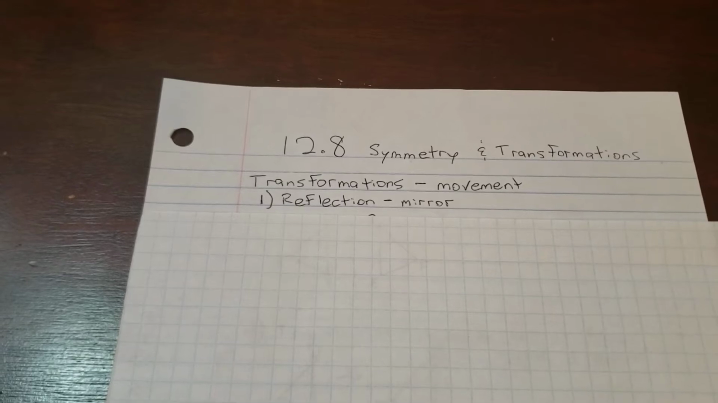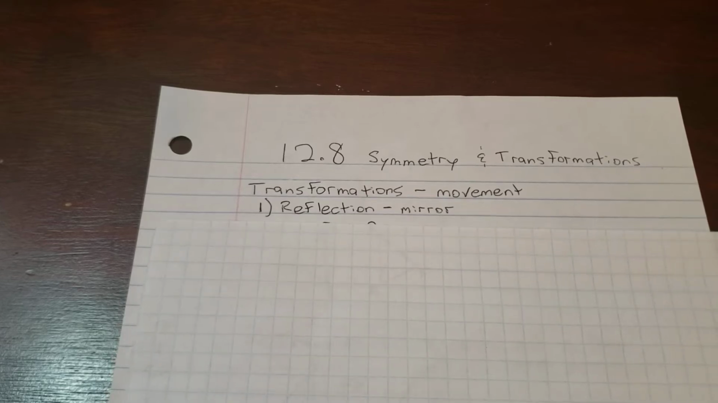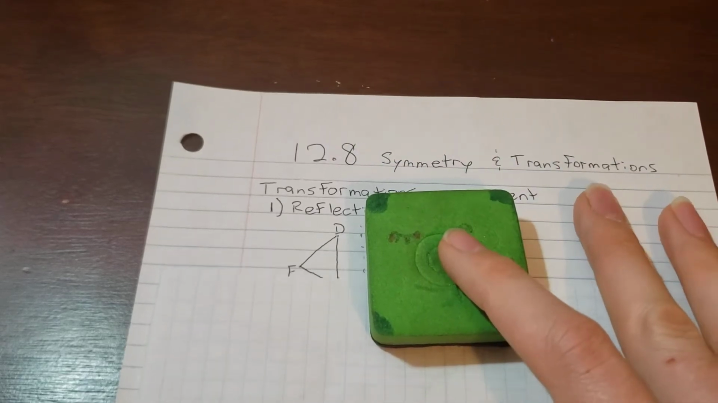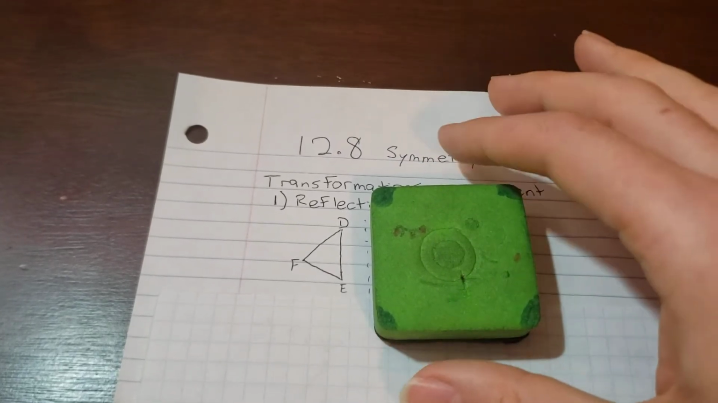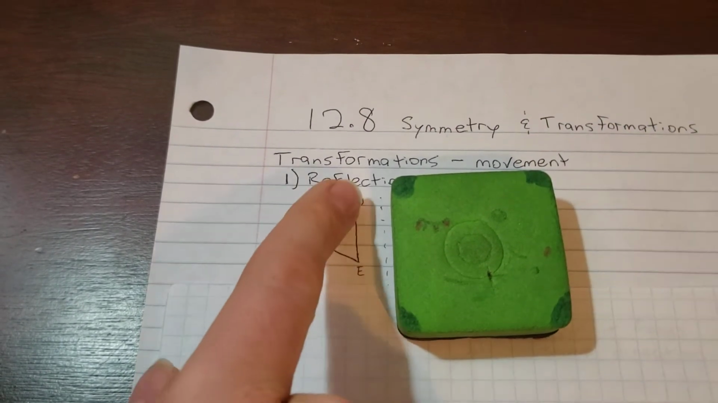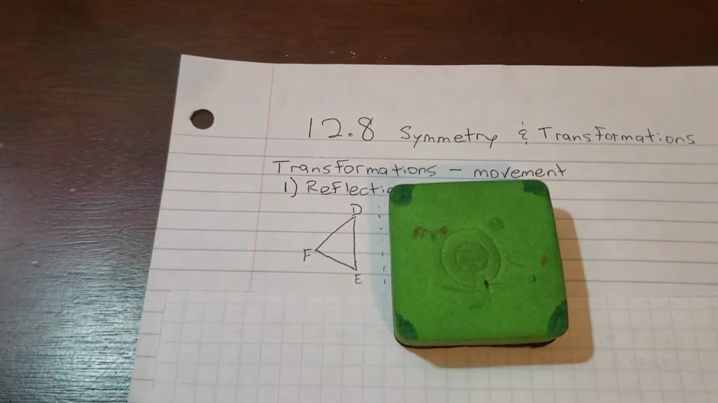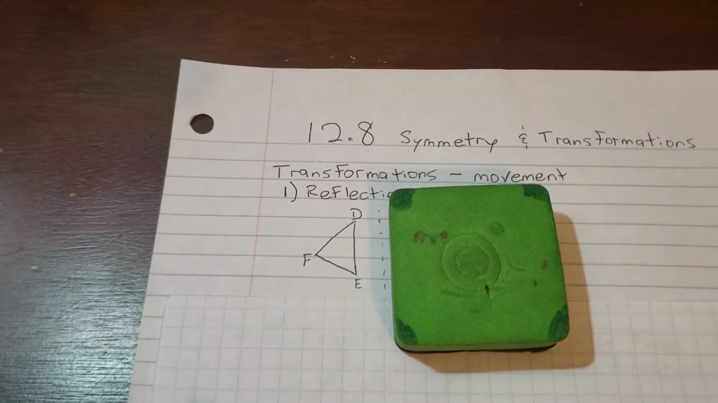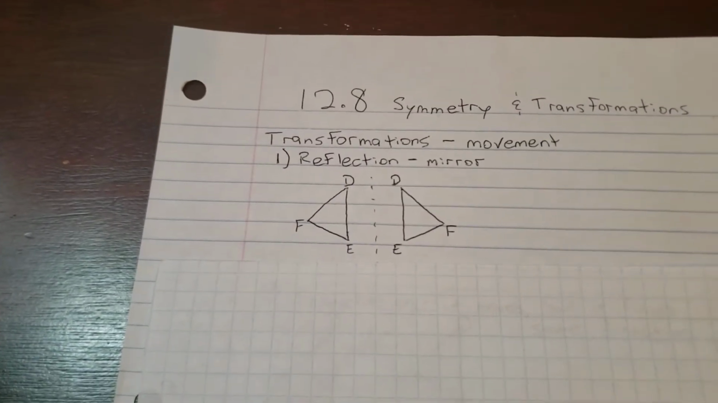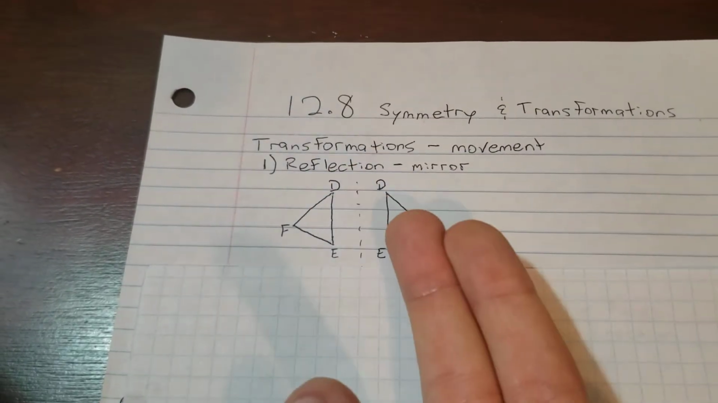When a shape reflects, it's kind of like the image is mirrored. So here I have triangle DEF and a vertical line, this dotted line here. And when triangle DEF reflects over that line, it kind of flip-flops. It mirrors itself over like so. So in the reflection, it kind of bounces off like that.